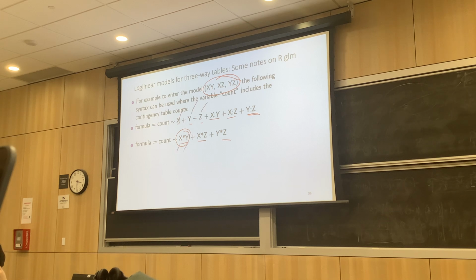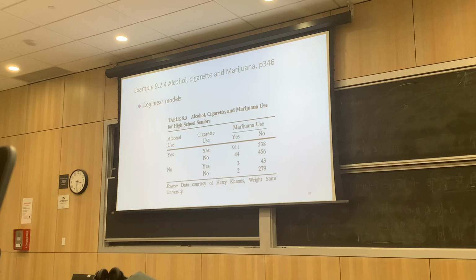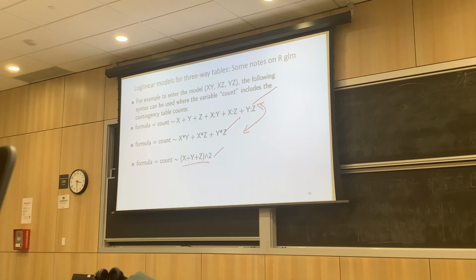X and Y will be added, and X and Z, and Y and Z. When you have X twice, that means X. So these two should give you the same output, and if you write this one, that should give exactly the same output as well. This is also the homogeneous model. There are lots of ways to write the same thing, and you should get exactly the same output in R for those three. We will have a quick look at that.